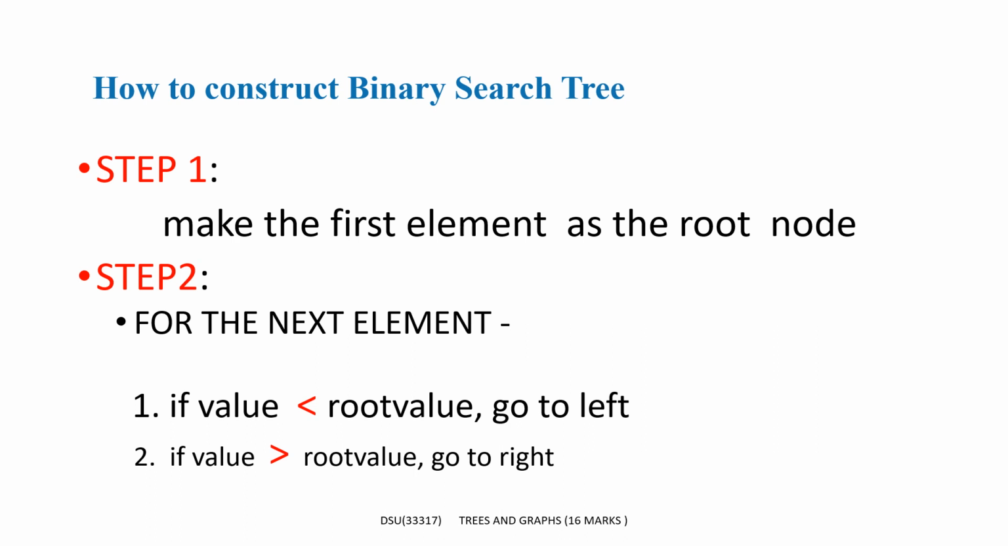We will see how to construct a binary search tree. Step 1, make the first element the root node. Step 2, for the next element, if the value is greater than the root value, go to the left, and if the value is less than the root value, go to the right. This is the simple algorithm for constructing a binary tree. So see here again, we take the first element as the root node, then the second value.